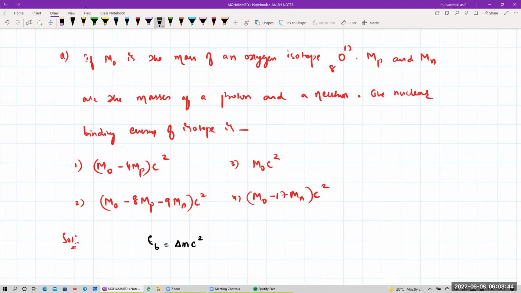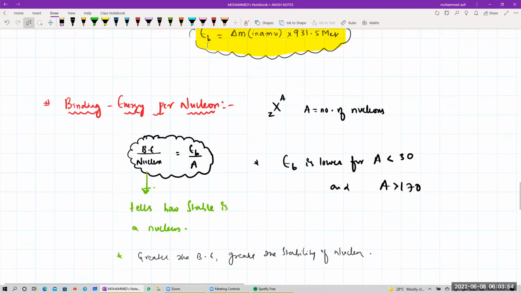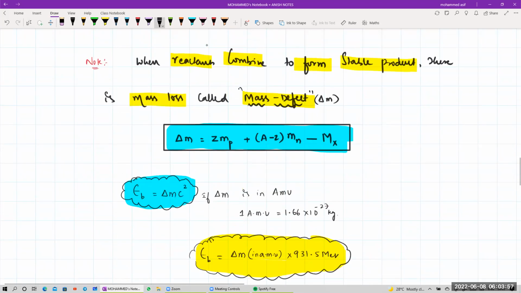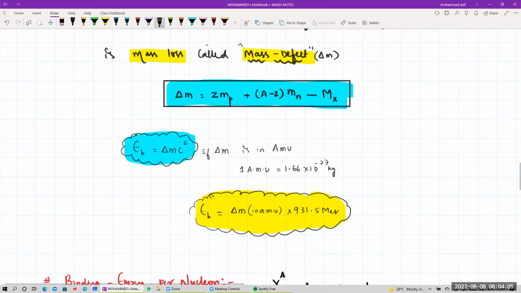So how do you write the mass defect? Mass defect is equal to Z into mass of protons plus (A minus Z) into mass of neutrons minus mass of nucleons.